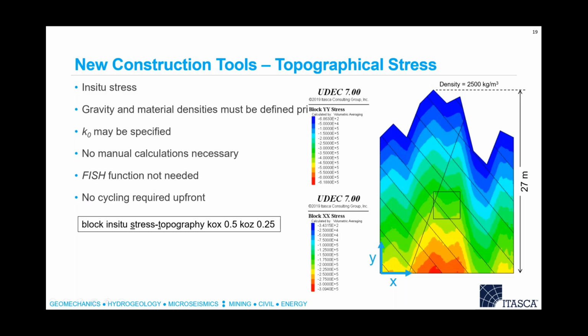So with this model, we simply issued one command, block insitu stress topography, K0X. In the X direction, the stress is half of the vertical stress, and in the Z direction, it's a quarter. And you can see that here when we plot block XX: block YY stress is twice the XX stress. And that just happens pretty much instantaneously.